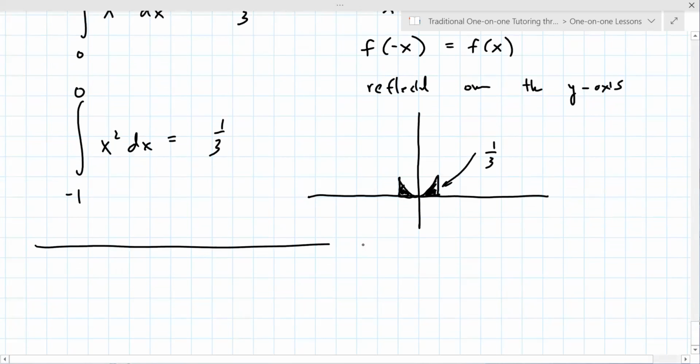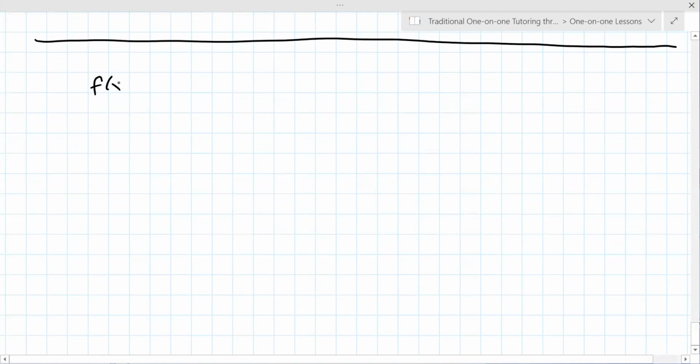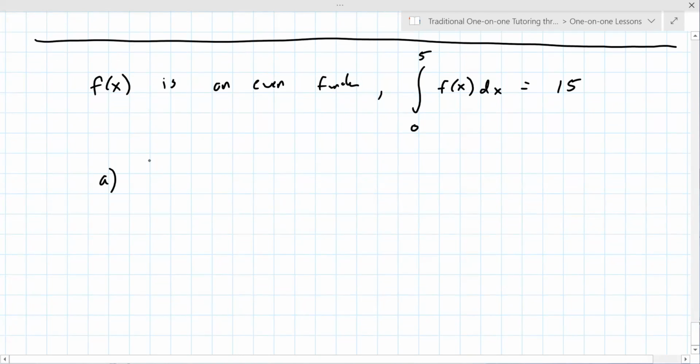So your instructor may choose to do something like this. They might say f of x is an even function. And they'll even tell you, comma, the integral of f of x from 0 to 5 dx equals 15. And part A would ask, what is the integral from -5 to 0 of f of x dx? Now, because it's even, that's what allows you to do this.